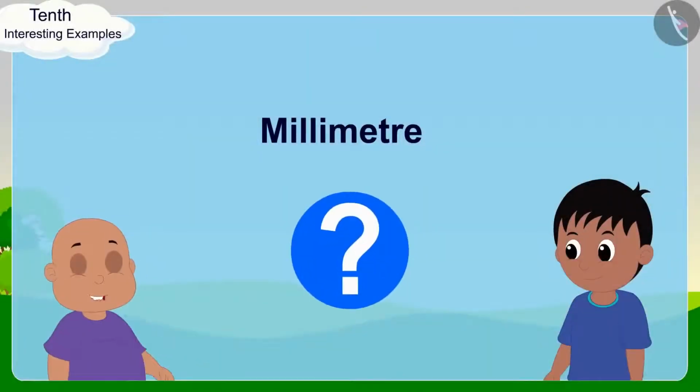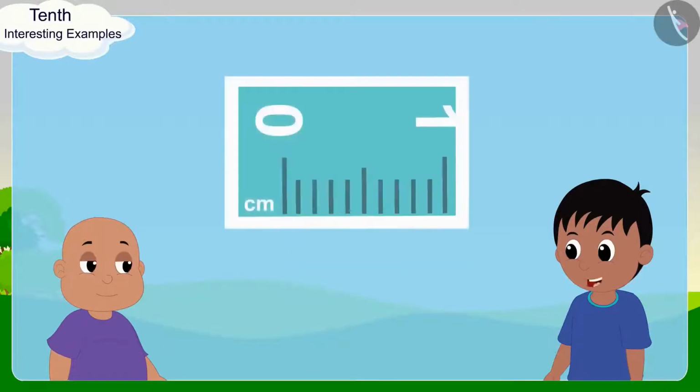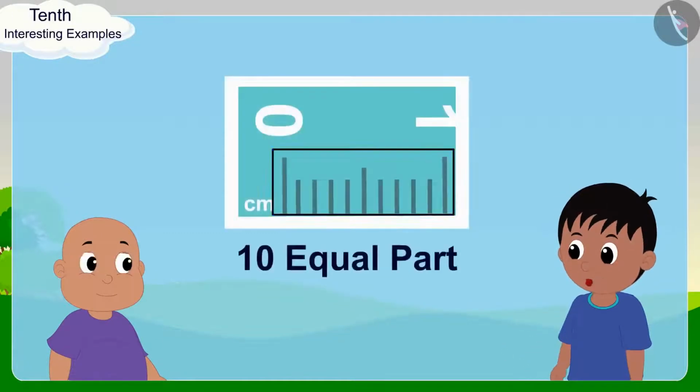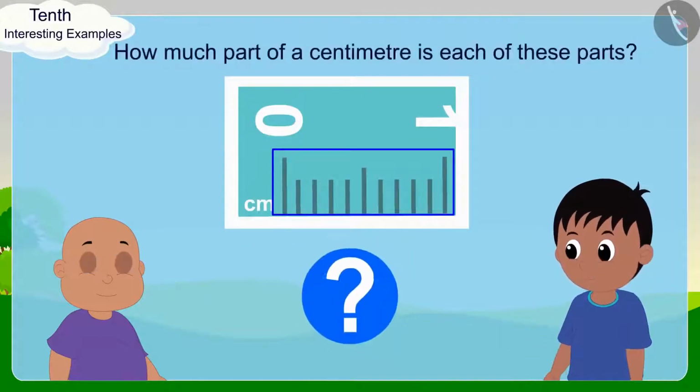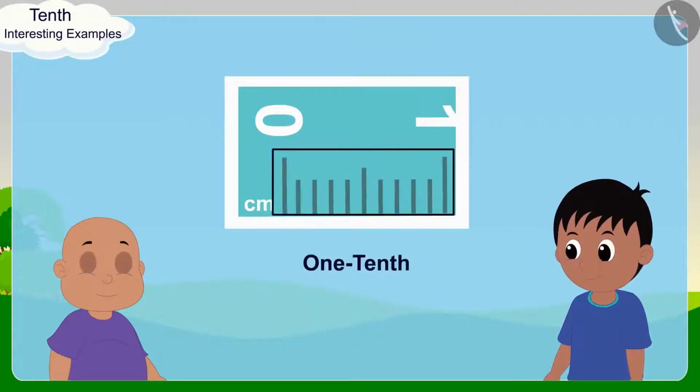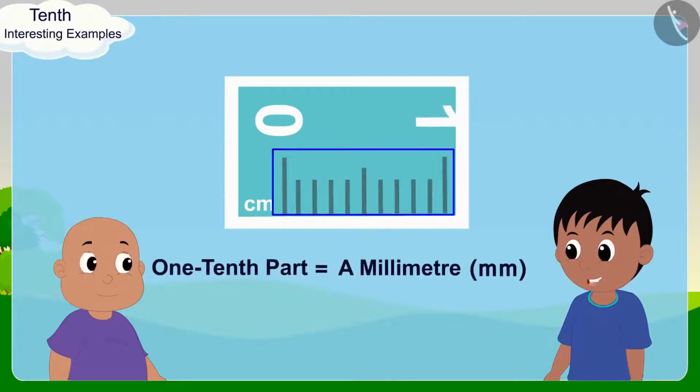Now what is this millimeter? Bablu asked Raju. Look, there are 10 equal parts of a centimeter on a scale. So, how much part of a centimeter is each of these parts? Raju asked Bablu. 1/10. Bablu quickly responded. Exactly. 1/10 of a centimeter is called a millimeter.